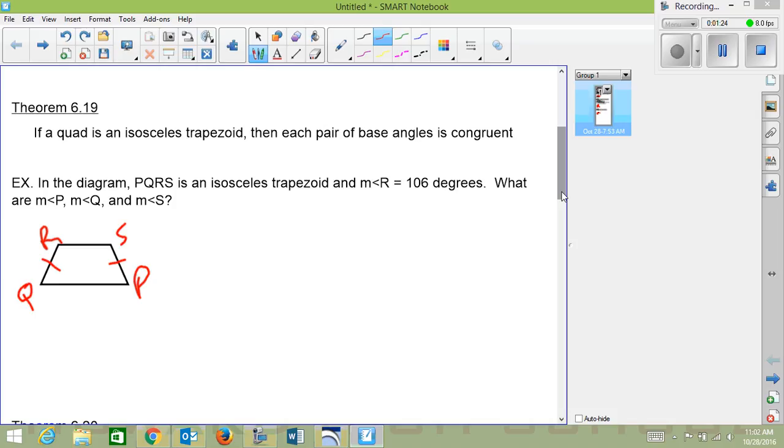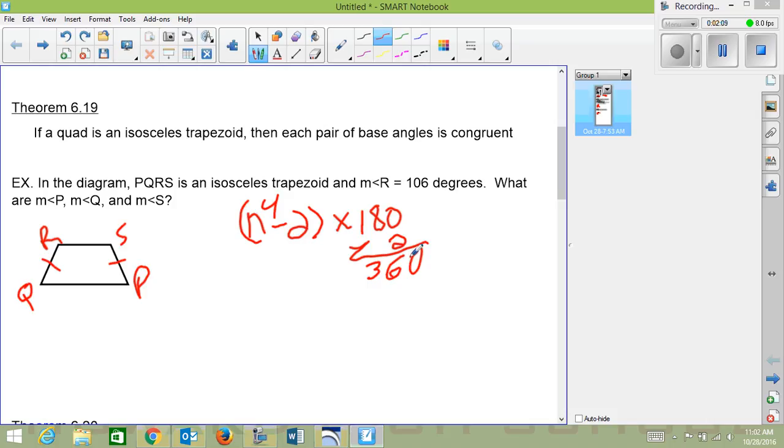In the diagram, PQRS is an isosceles trapezoid, and the measure of angle R equals 106 degrees. What are the measures of angle P, Q, and S? On that, you can use prior knowledge to help you out. We know that a four-sided figure has 360 degrees in it. How do I know that? By using this formula right here, which we've used several times already. If you plug in four sides, 4 minus 2 is 2, 180 times 2 is 360. So I know that there's 360 degrees in there.